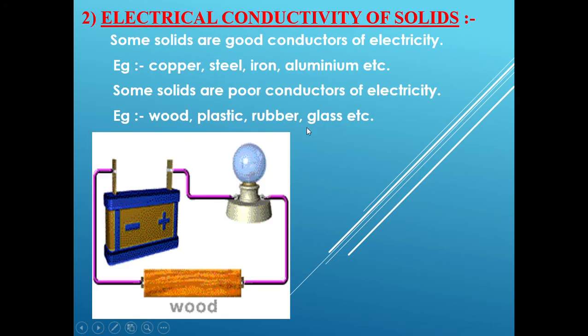Then, electrical conductivity of solids. Some solids are good conductors of electricity, like all metals. Most of the metals are good conductors, children. Copper, steel, iron, aluminium, all these. And some solids are poor conductors. What are the poor conductors here? Wood, plastic, rubber, glass, all these are poor conductors of electricity, right?